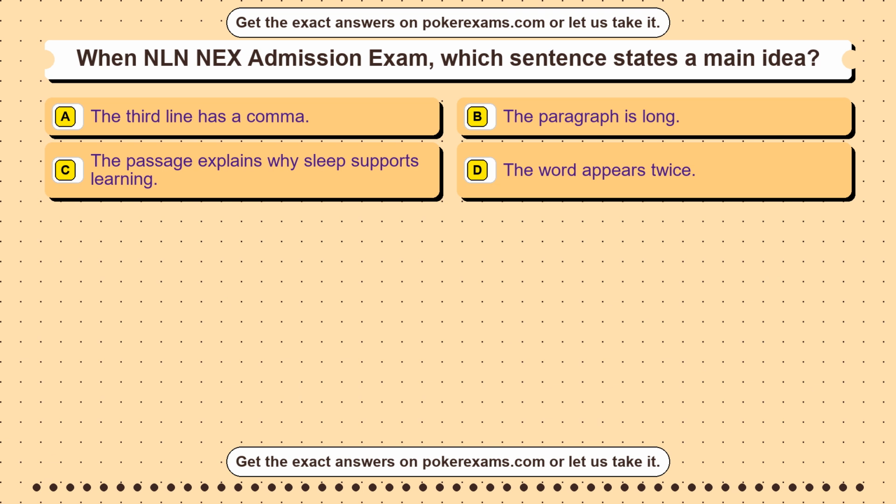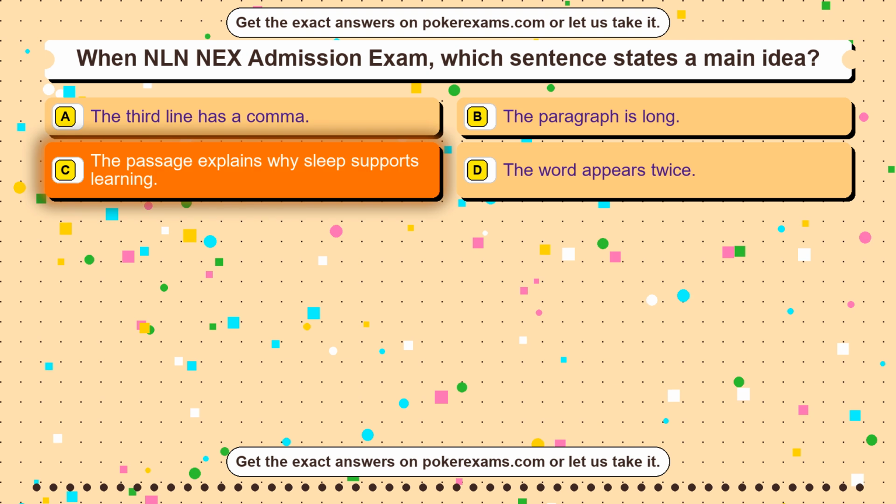Question 19. When NLN NEX Admission Exam, which sentence states a main idea? Option A. The third line has a comma. Option B. The paragraph is long. Option C. The passage explains why sleep supports learning. Option D. The word appears twice. The correct answer is option C.